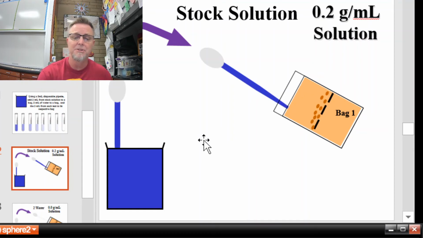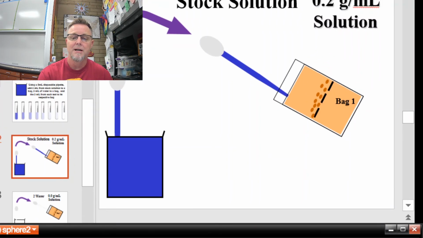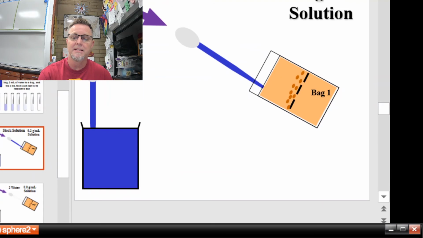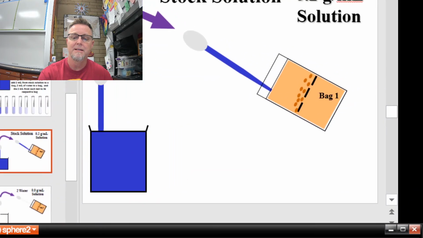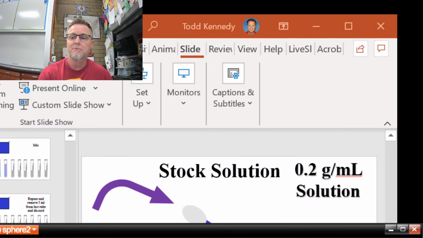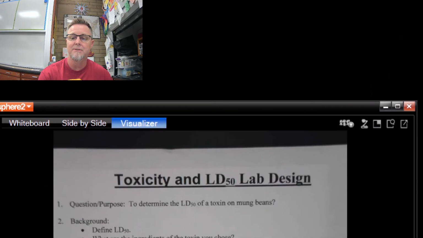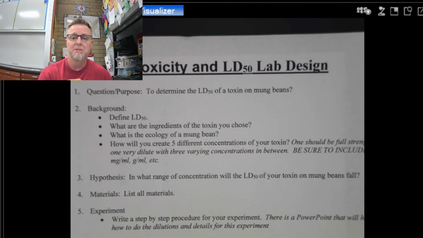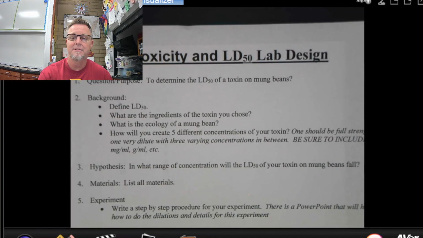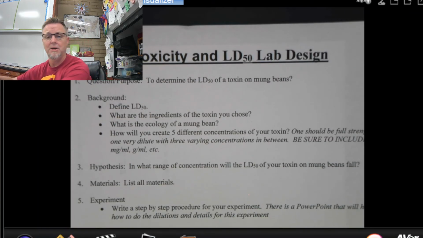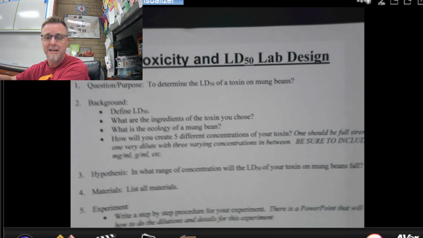Because we don't have 2 weeks to wait, Mr. Kennedy has some sample data for you here that I'm going to share with you. And as we take a look at this sample data, the thing you need to do is to make sure that you write all these numbers down so that you can do your data table and graph with these numbers. So everybody's going to have the same numbers.